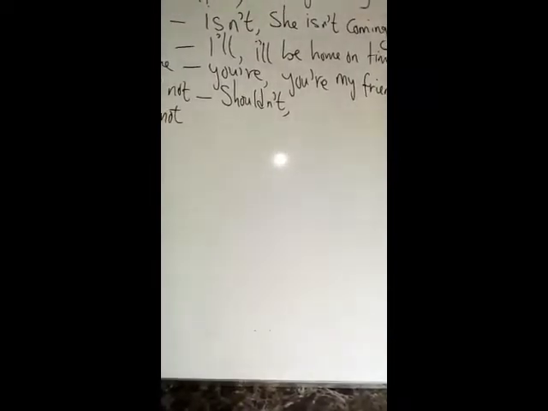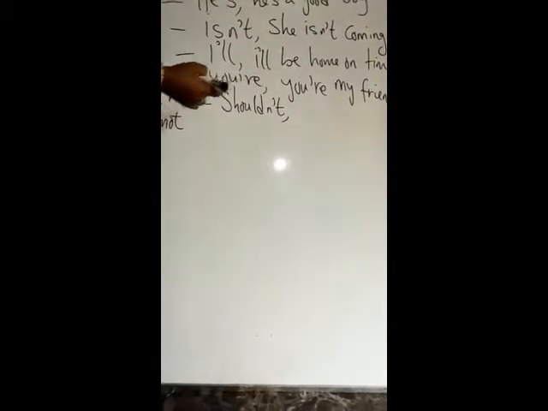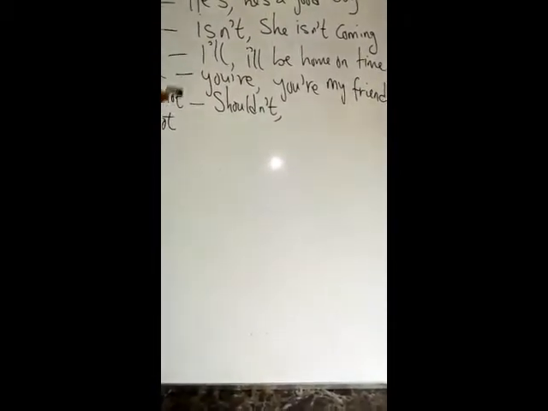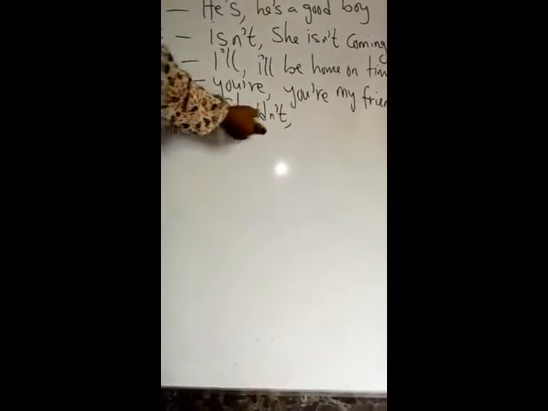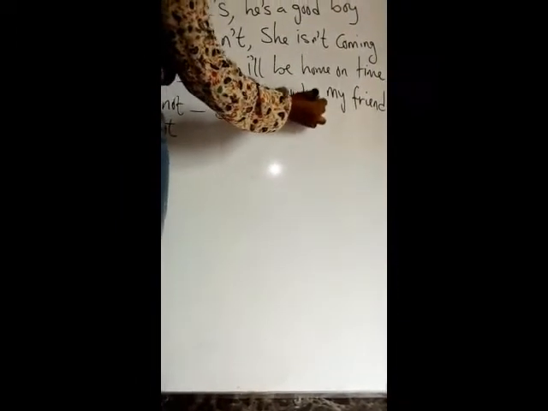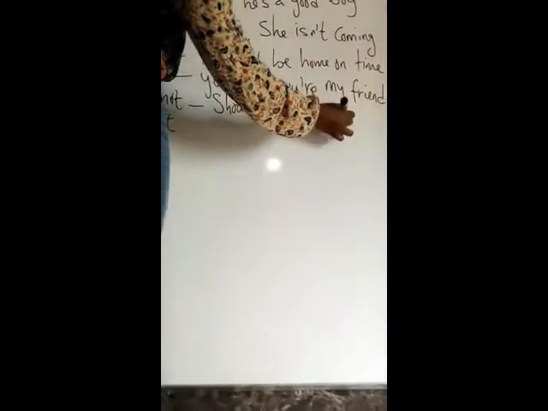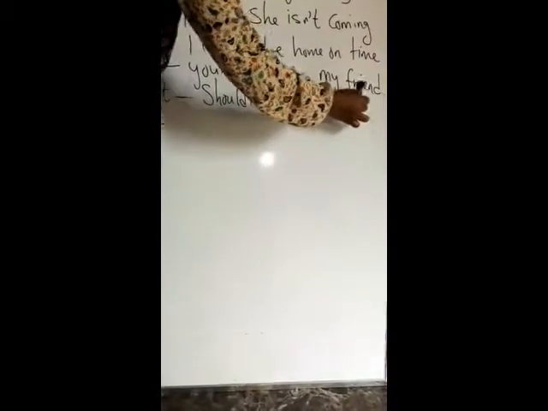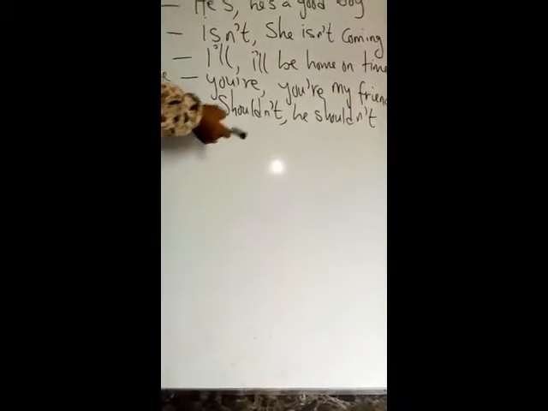Should not, shouldn't. Now, you can say Ali should not do the work. You can contract or shorten this: should not, shouldn't. He shouldn't do the work, or Ali shouldn't go. Ali shouldn't go with me.